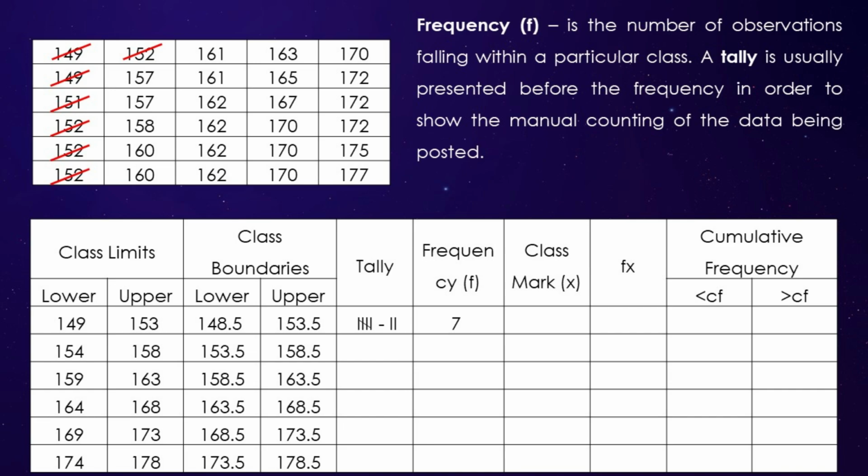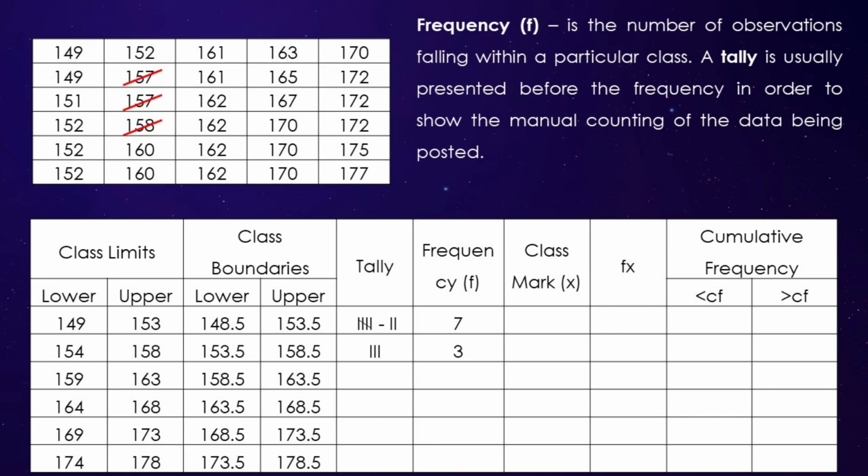For the first tally, we have 149, 149, 151, 152, 152, 152, and 152 that fall in the range 149 to 153. Counting them gives us 7. Encode the numerical count in the frequency column and the tally count in the tally column. You may pause here and start tallying the frequencies for each class.